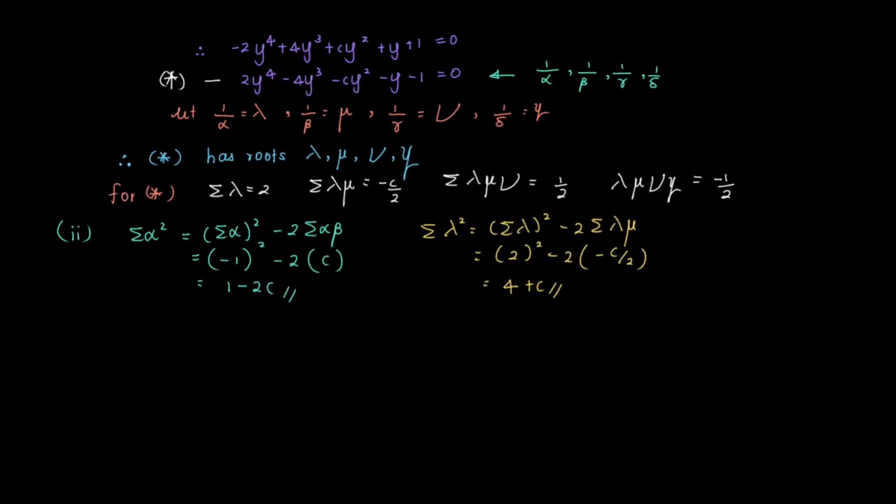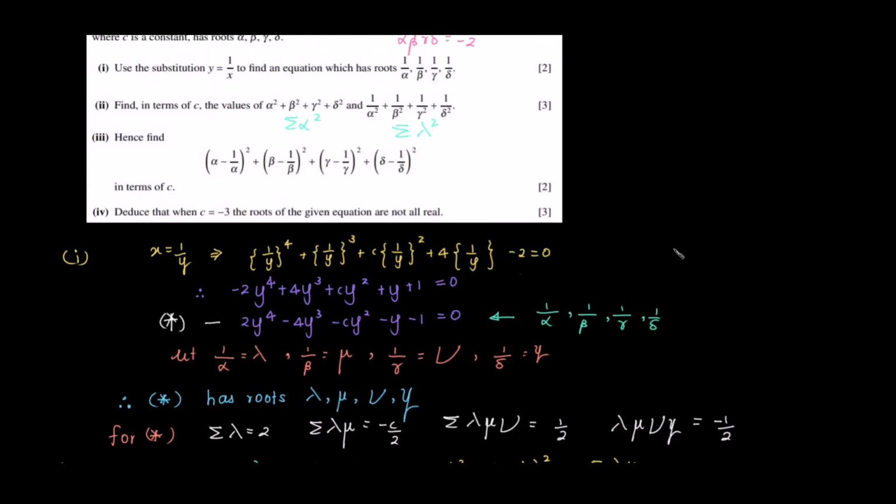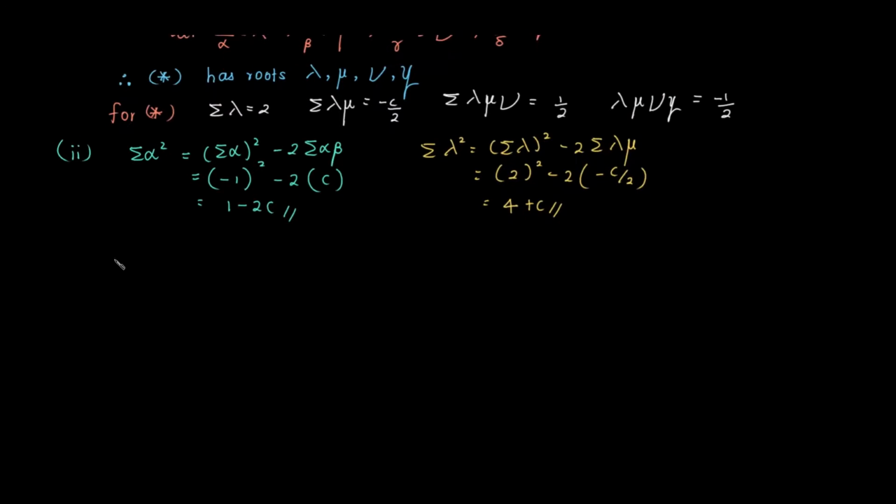And let's do the third part. They tell us to find alpha minus 1 over alpha squared and so on and so forth. So let's consider just one unit and see. Let's expand one unit, and also let's consider the last one, delta minus 1 over delta whole thing squared. So the third part is alpha minus 1 over alpha squared plus dot dot dot delta minus 1 over delta squared. So just expand this: alpha squared minus 2 plus 1 over alpha squared, and so on and so forth, delta squared minus 2 plus 1 over delta squared.